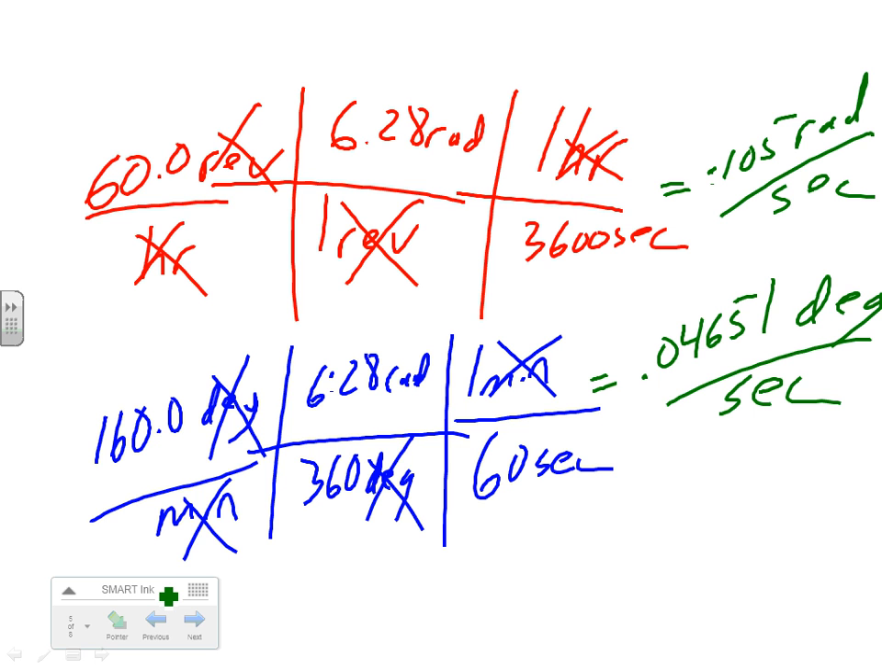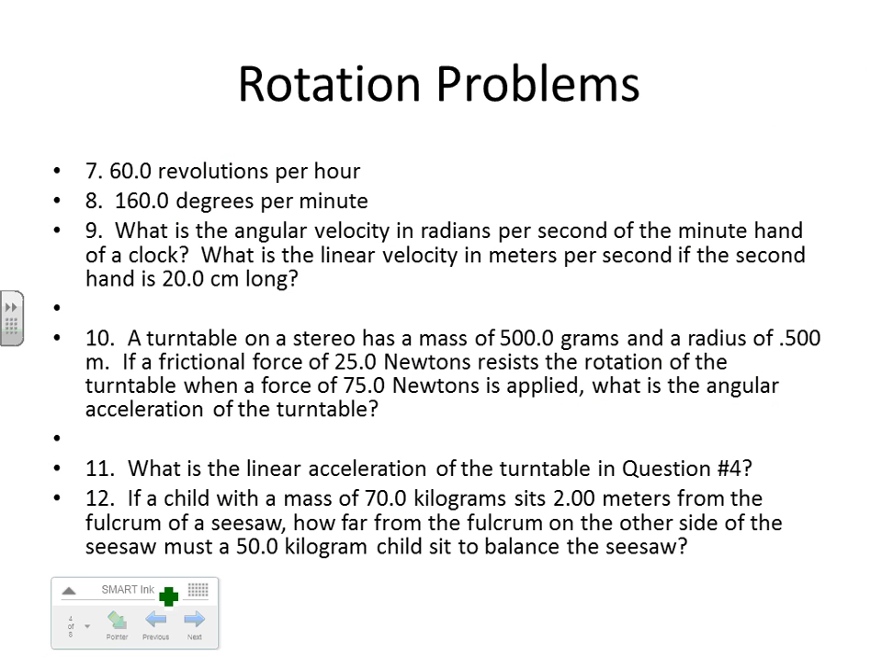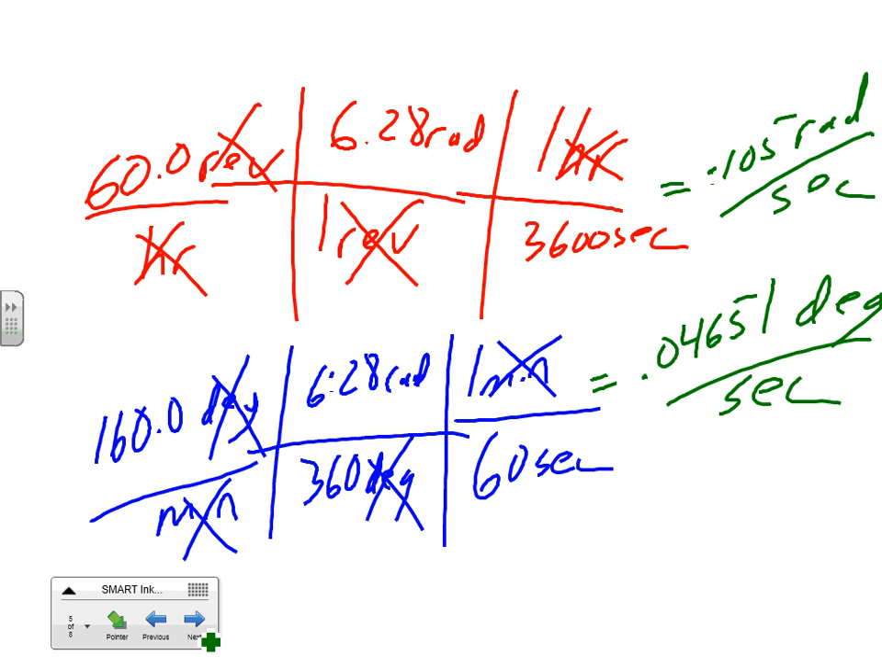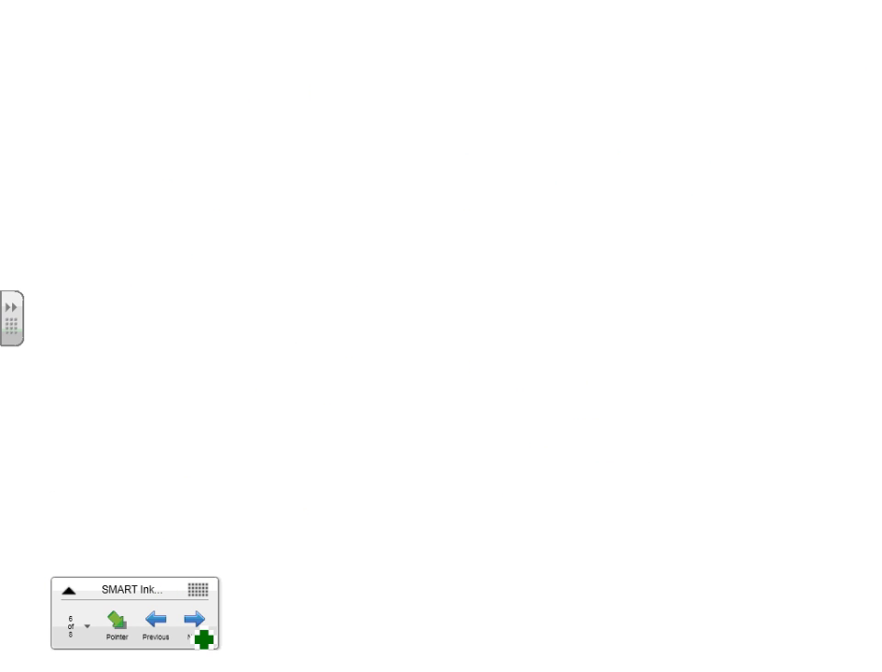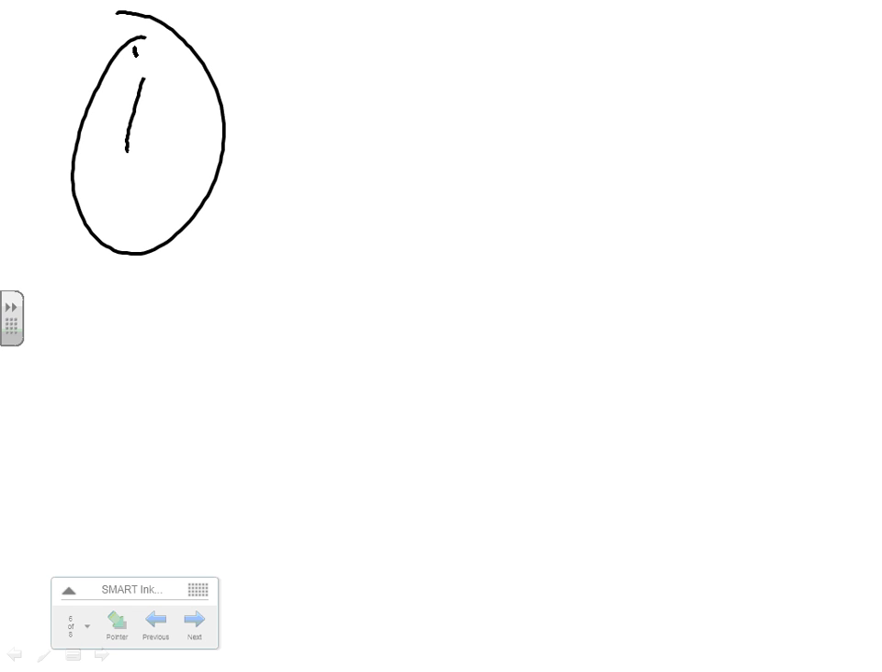All right, let's backtrack to another problem. This time, what is the angular velocity in radians per second of the minute hand of a clock? And then the second part of that question, we want the linear velocity. Let's first find the angular velocity. We're talking about the minute hand of a clock. So here's a clock. Let's say this is our minute hand.